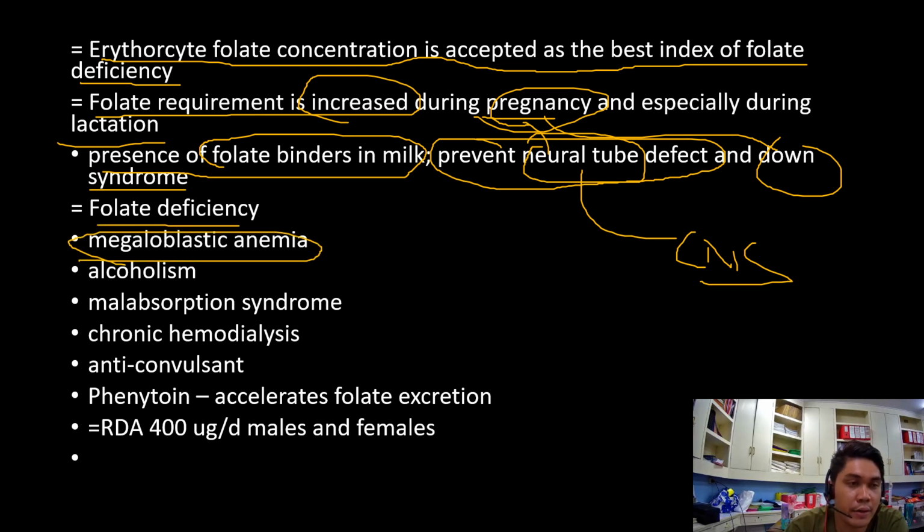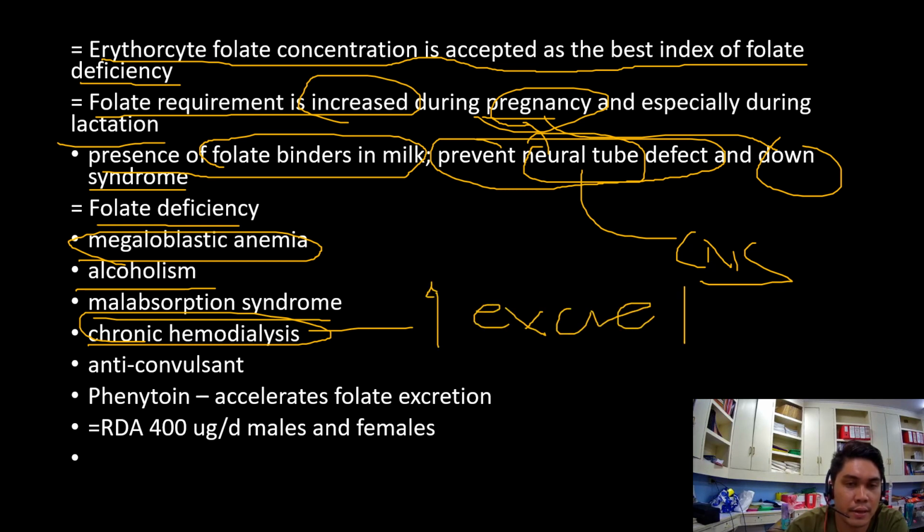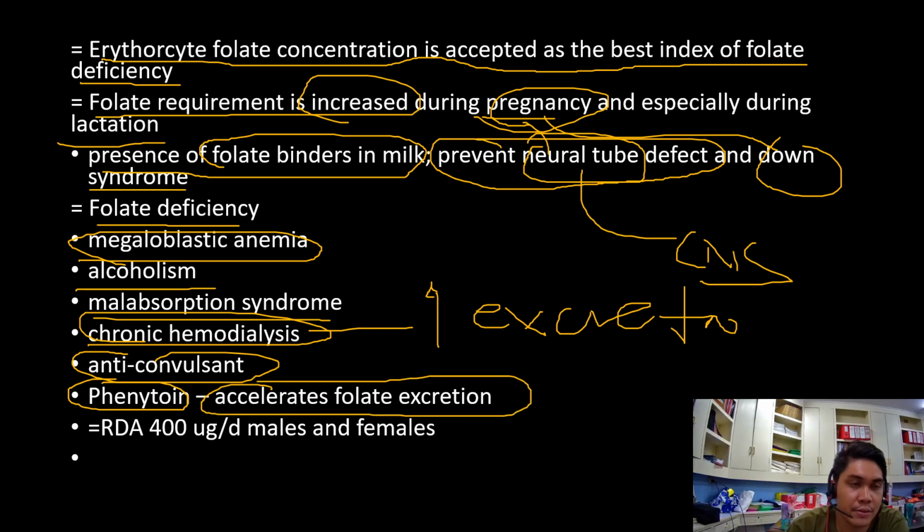Causes of folate deficiency are first alcoholism, malabsorption syndrome, and chronic hemodialysis. In chronic hemodialysis, you have increased excretion of folate. Then anticonvulsants, for example phenytoin, accelerate folate excretion. The RDA for folate is 400 for both males and females.